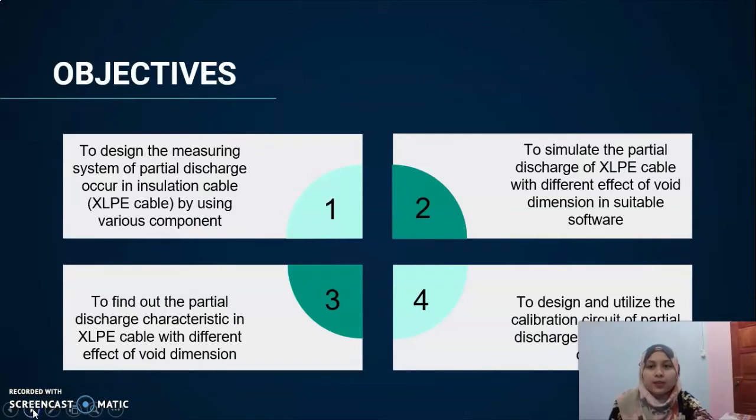There are four objectives for this project. First, to design the measuring system of partial discharge occurring in insulation cable, which is SLPE cable, by using various components. Then, to simulate the partial discharge of SLPE cable with different effects of void dimension in suitable software. Then, to find out the partial discharge characteristics in SLPE cable with different effects of void dimension. And lastly, to design and utilize the calibration circuit of partial discharge across the test object.